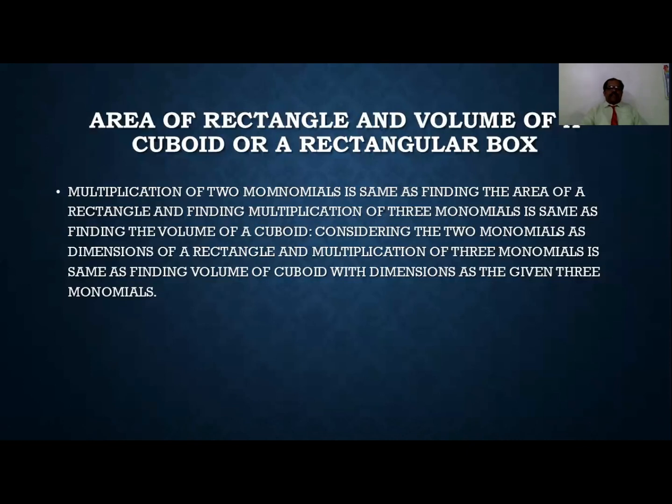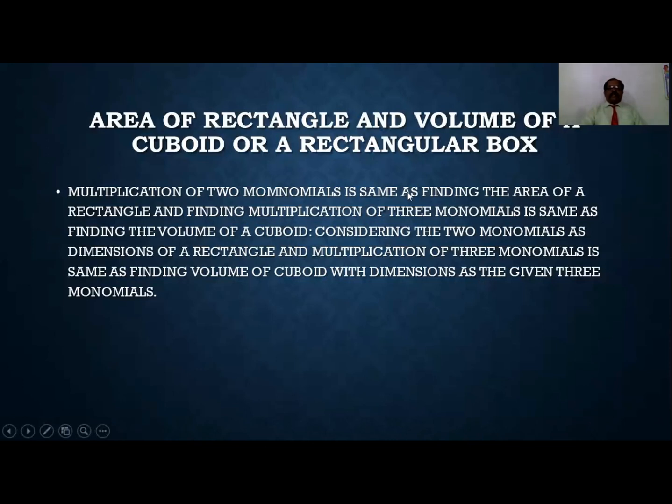What is the volume of a cuboid? It is given by L into B into H. So take those L, B, H as the three monomials. The first monomial can be taken as length, the second monomial as breadth, and the third as height. So finding the product of those three monomials is the same as finding the volume of a cuboid.